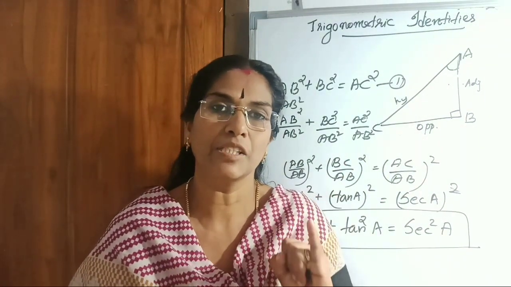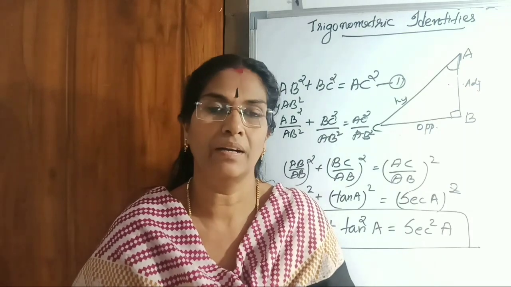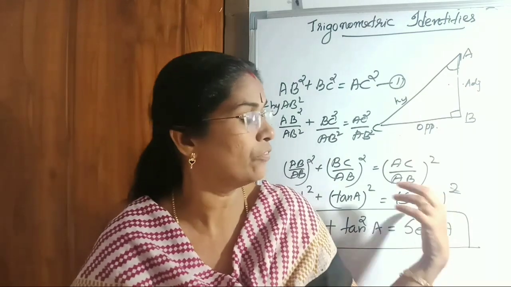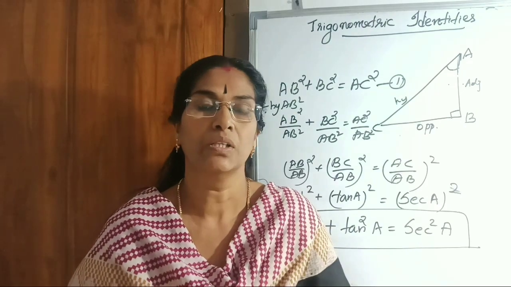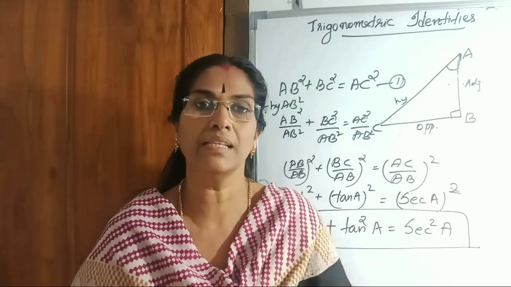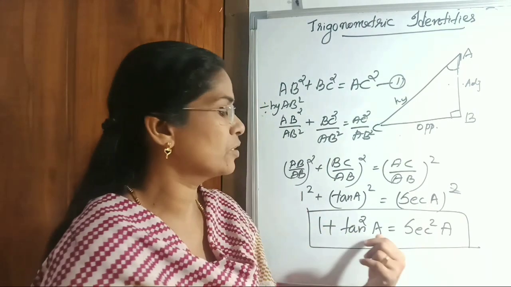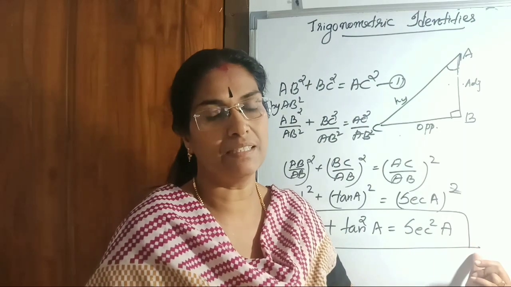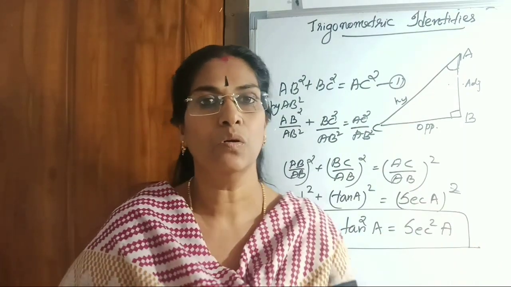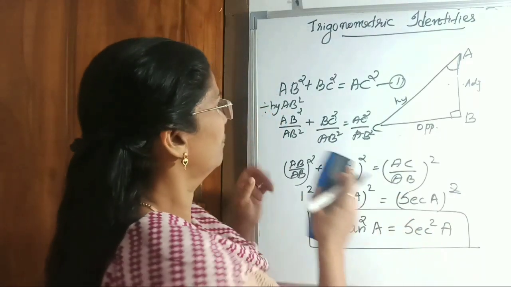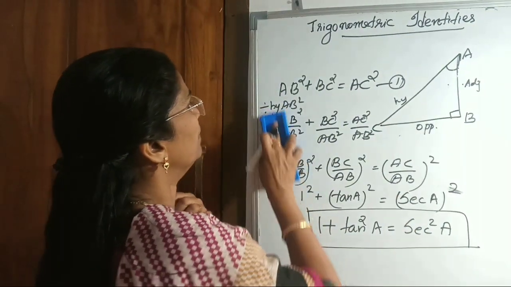First one, sin square A plus cos square A equal to 1. Instead of angle A, we can take theta also. So sin square theta plus cos square theta is 1, and 1 plus tan square theta is equal to sec square theta. Second identity is also over. Now the third one: in the same equation we are dividing with BC square.